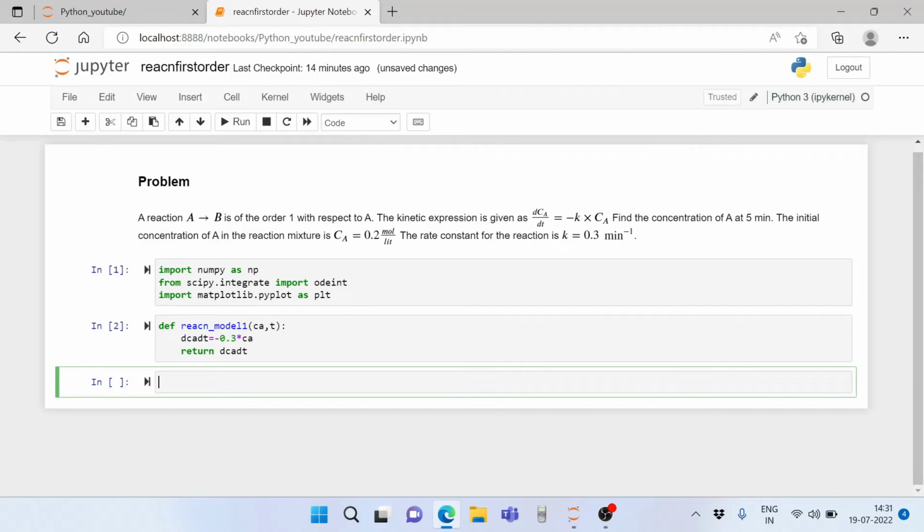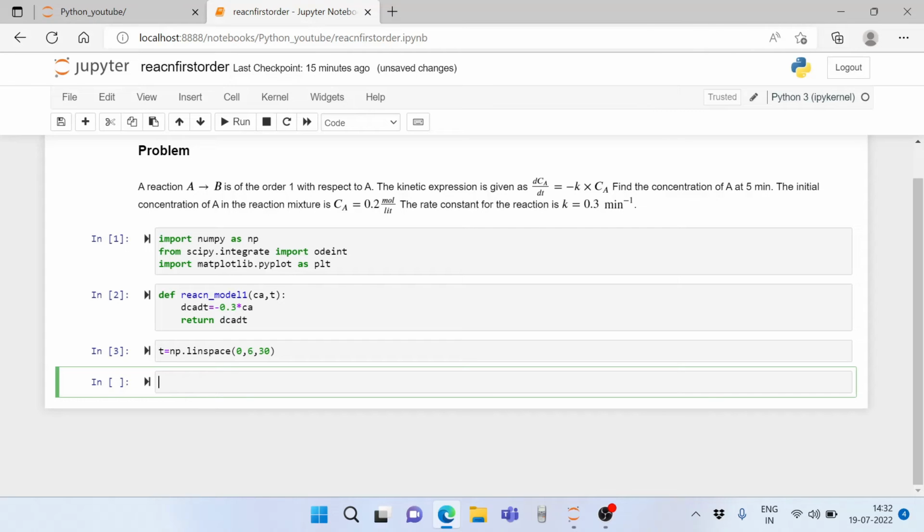Now we have to make an array of the independent variable, that is time. So this command, that is t = np.linspace(0, 6, 30), creates 30 equispaced points between 0 and 6 minutes.